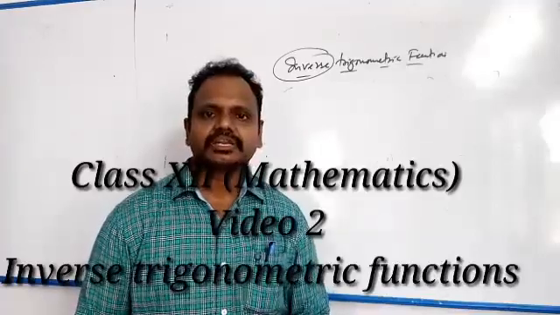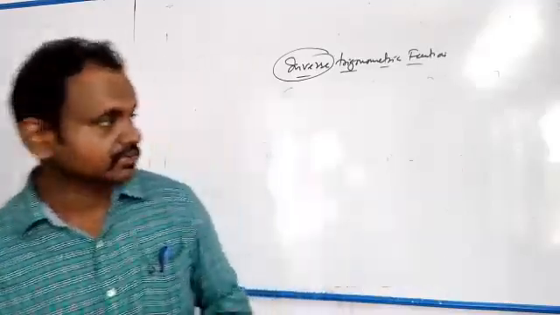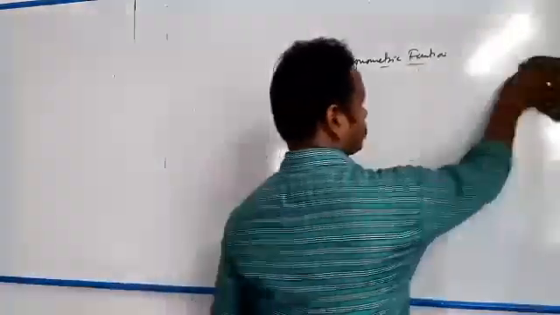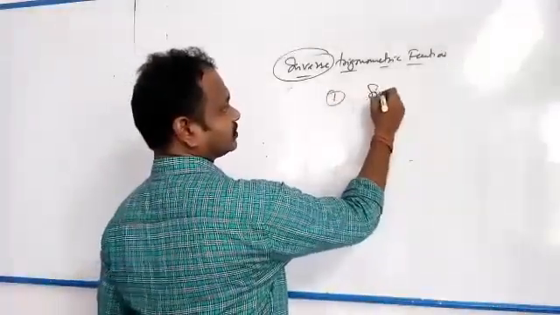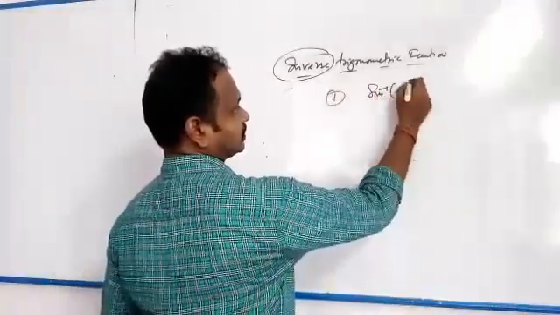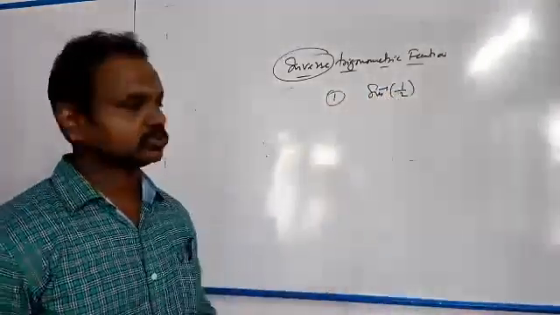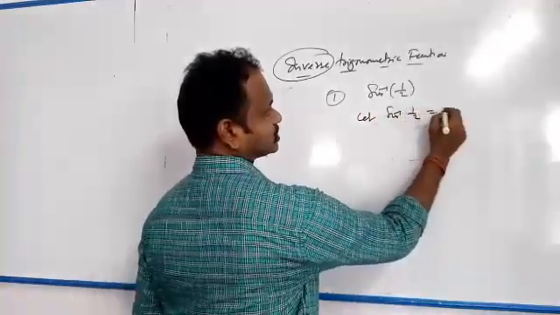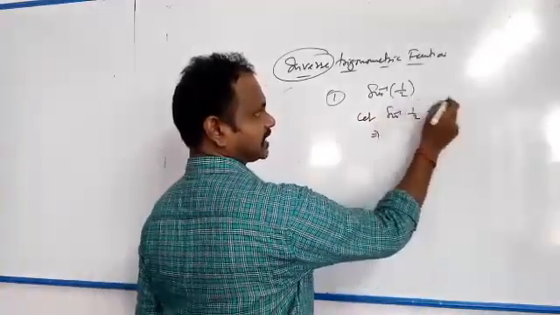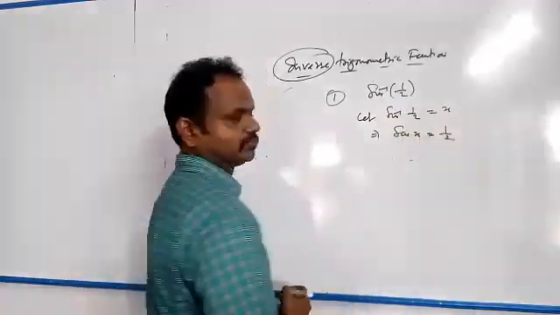Children, in this session we will learn how we can find the principal value branches of different inverse trigonometric functions. Suppose the first one is you need to find the value of sine inverse 1 by 2. What is the value of sine inverse 1 by 2? So we can write that sine inverse 1 by 2 is equal to x, which implies sine x is equal to 1 by 2.